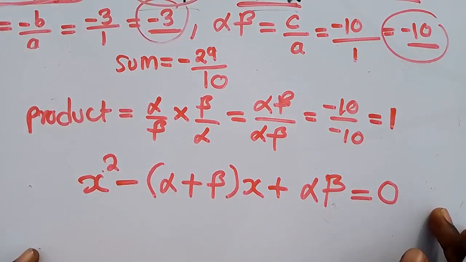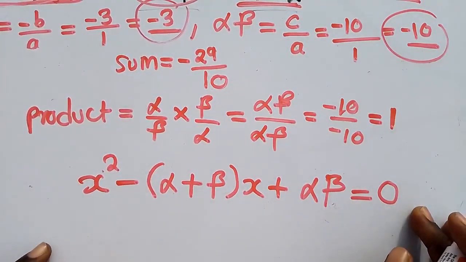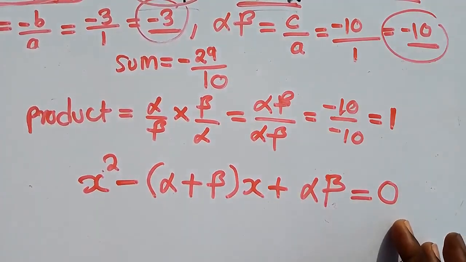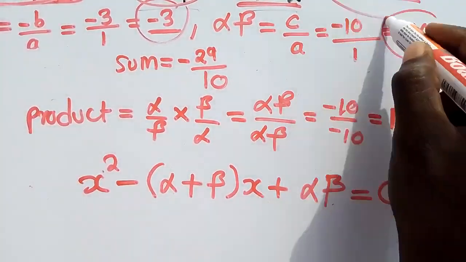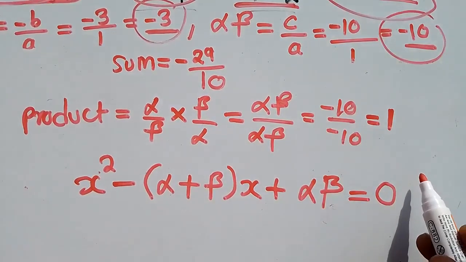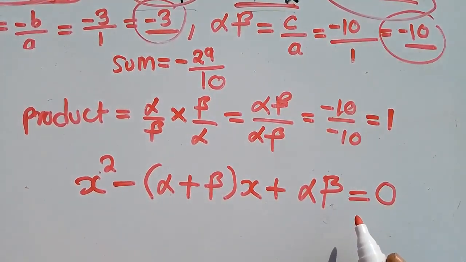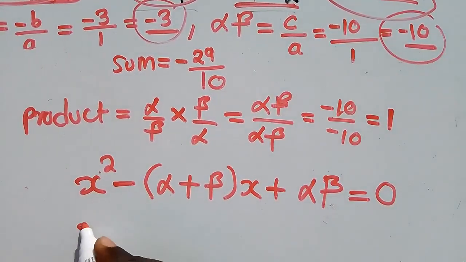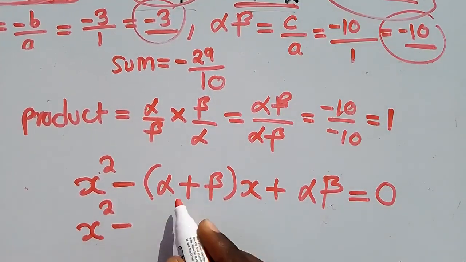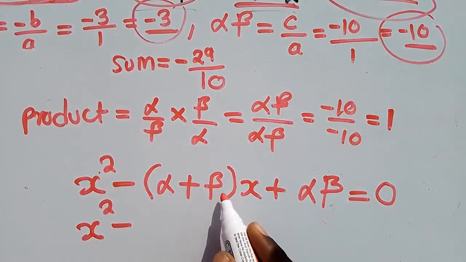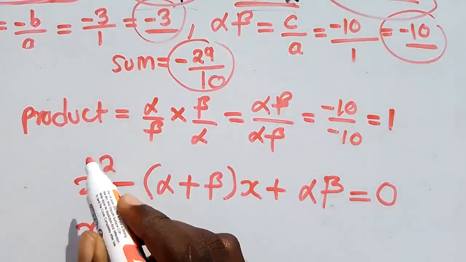So let's make sure we know this equation properly, so that each time we are answering this kind of question that you are going to practice, you won't find difficulties. Here now, you just replace and do the needful. X squared will come, minus the sum of the roots, alpha plus beta. That's the answer.